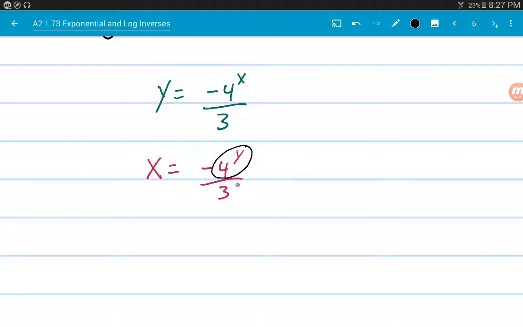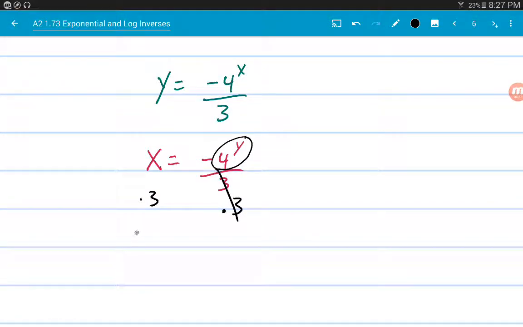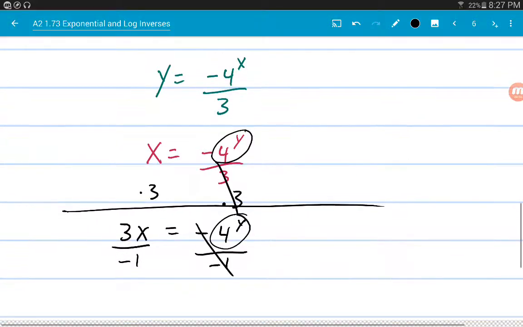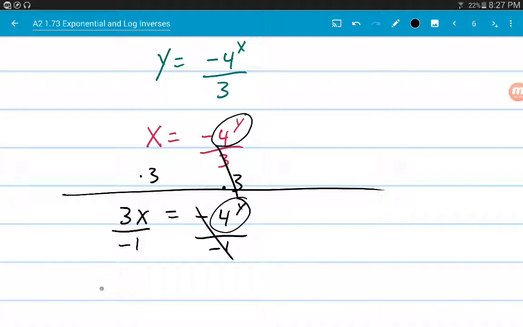So here's what I'm going to do. To get rid of the divided by 3, I have to times by 3. Times 3 times 3. Those cross out. On the left I get 3x is equal to negative 4 to the y power. I still need to get rid of the negative sign though, so what I'm going to do is divide by negative 1 on both sides. It's an easy way to get rid of a negative. And the left side now becomes negative 3x is equal to 4 to the y power.